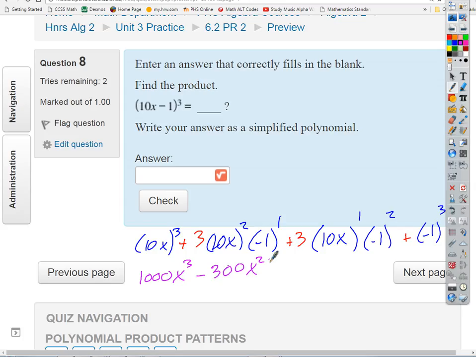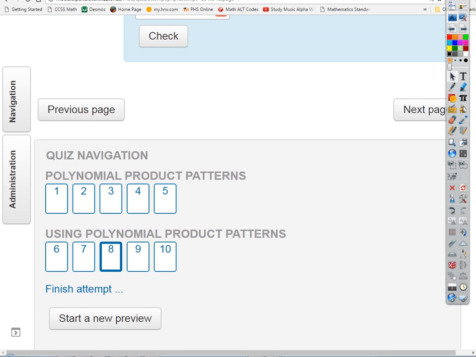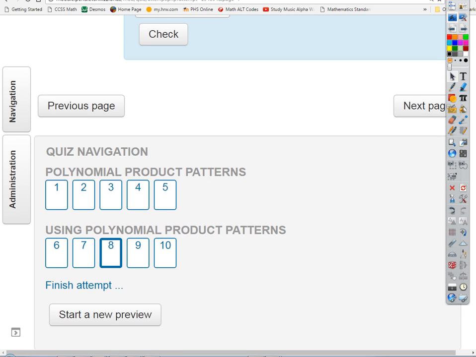Everybody agree? Okay. Plus 3 times 10x to the 1 is 30x times negative 1 squared is positive 1, right? So plus 30x, and then finally minus 1. Negative 1 cubed is negative 1, so that's my answer. Right? Get it? No biggie. And that's it. That's pretty much it.